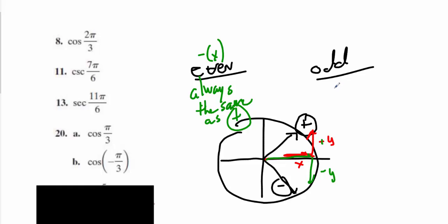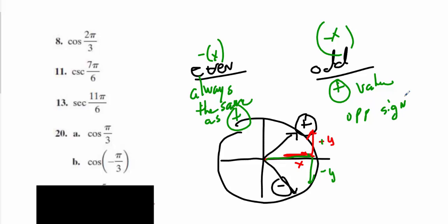So odd, it's going to be whatever the positive value is. If you had a negative x, or we made it a negative x, it would be the opposite sign. So whatever the positive value is, this is going to be the opposite sign. So the only ones that are even functions are cosine, and because secant is related to cosine, cosine and secant are both even functions. Everything else is odd.